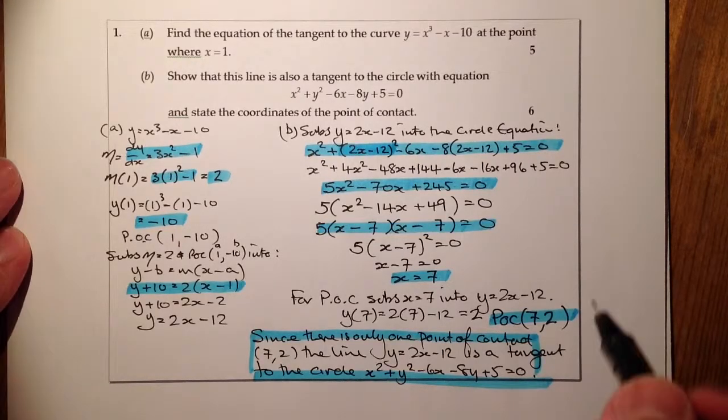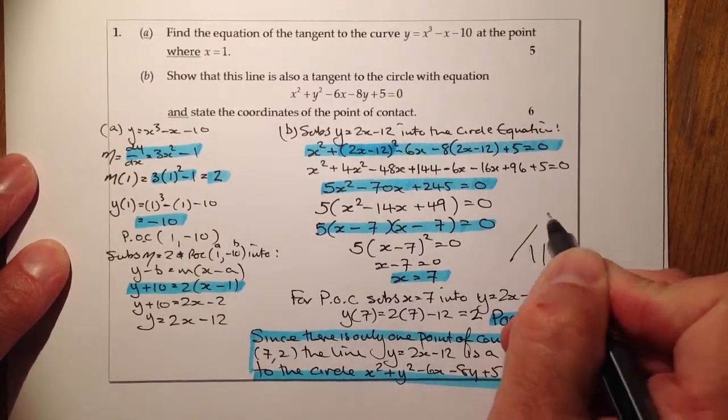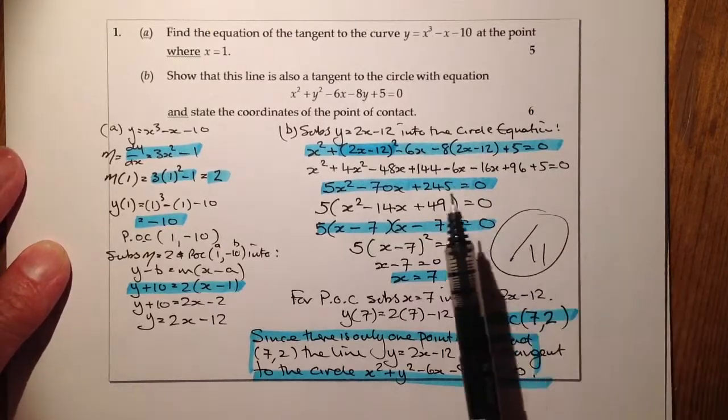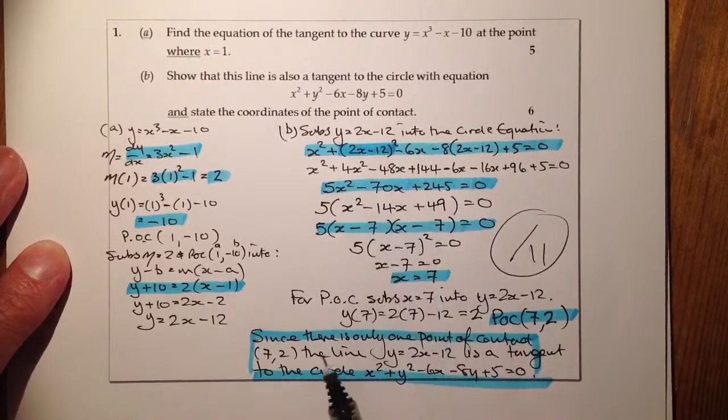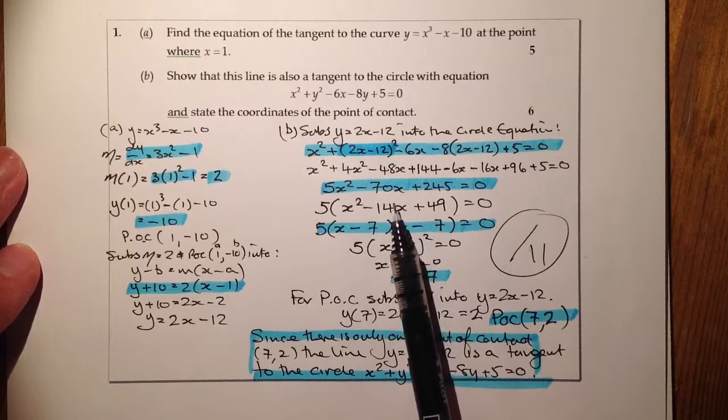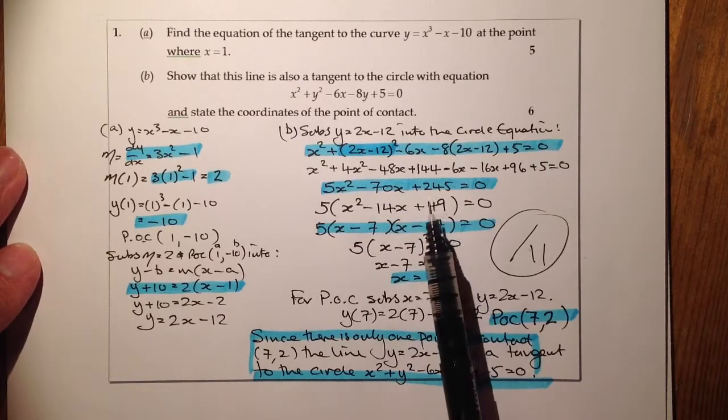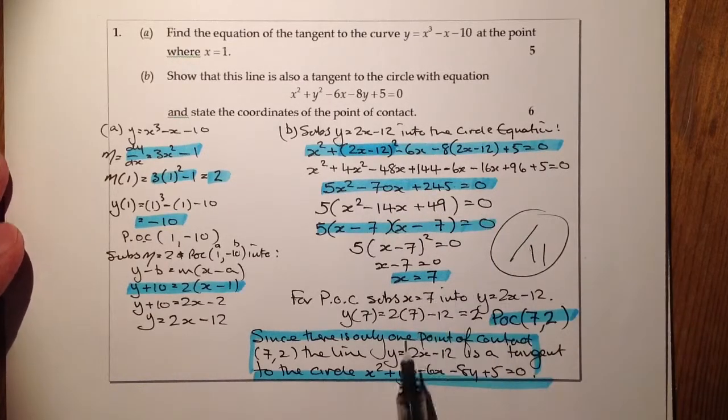So in total, this is out of 11 marks. Remember, to show that the straight line is a tangent to the circle, you can use the discriminant. In this case, I've just shown that there's 1 point.